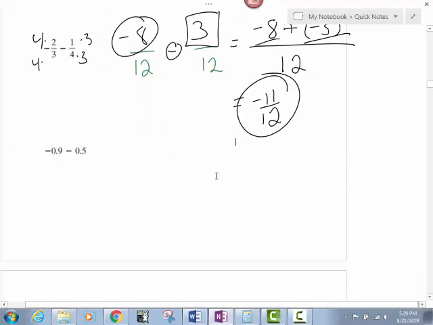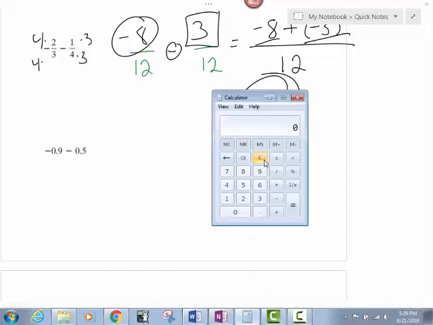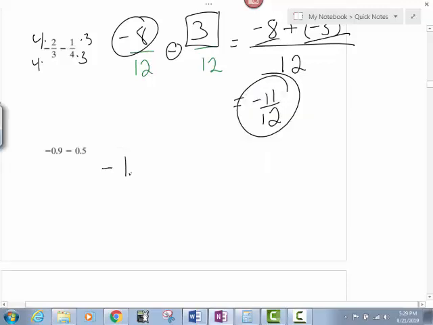All right, so if you notice here, I got another decimal problem. First thing I'm going to do is I'm going to reach for my calculator. It is right here. Let's clear that out. Okay, 0.9, make it negative. Now I'm just going to put minus, because I have a minus, 0.5, negative 1.4. Okay.